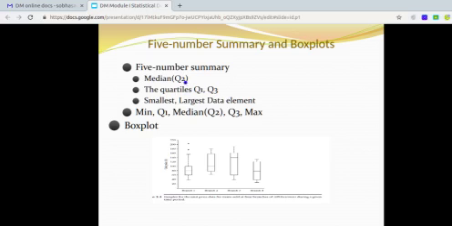So median, first quartile, third quartile, and the smallest and largest data element. So Q2, Q1, Q3 and the minimum value and maximum value: 5 elements.